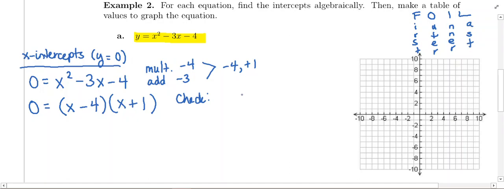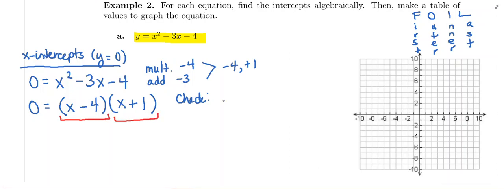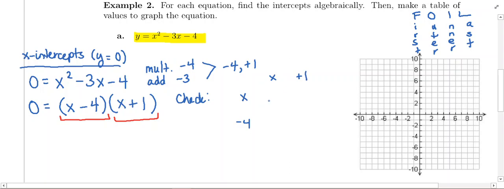What I typically do is a box method, which basically does FOIL for you. These are called factors. These are the things that you're multiplying together. So one factor is x minus 4 and the other factor is x plus 1. So what I do is I make a box out of this. I take the first factor and write it out, so we've got x minus 4, and then the other factor is x plus 1. Then you make a box like this, and you multiply each pair together.